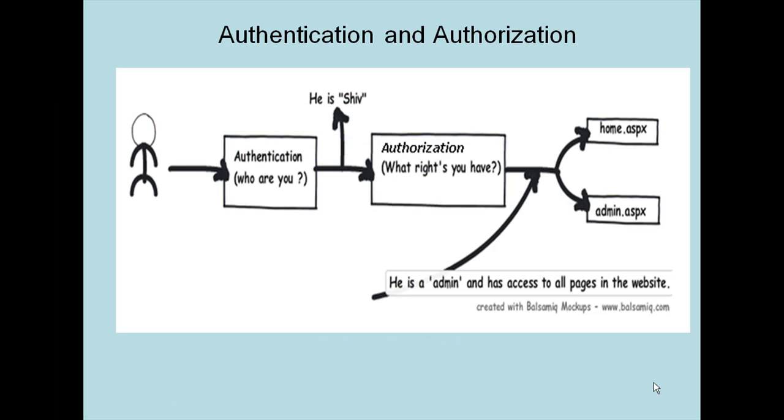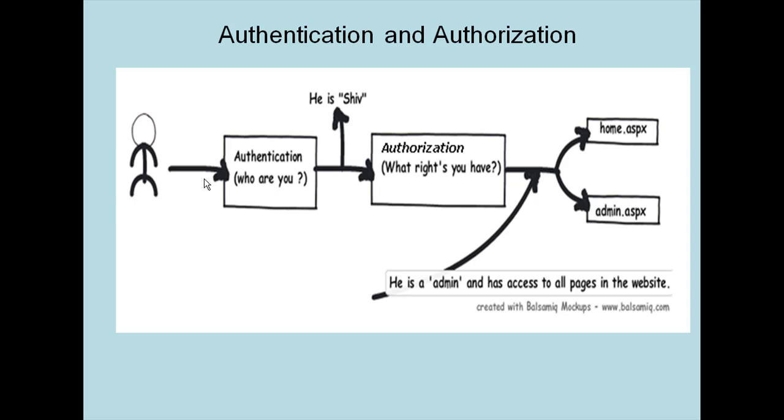Authentication means identifying the user. Let's say a user Shiv sends his user ID and password to a system. The first process would be to identify if the user is a valid user from the database. The second thing is to identify what kind of rights this user Shiv has. That is authorization. So authentication means to identify who the user is. Once you've identified the user, authorization means to understand what kind of rights this user has. In other words, does he have rights to access the admin pages, or does he have rights to access only the simple pages or simple resources of the project?